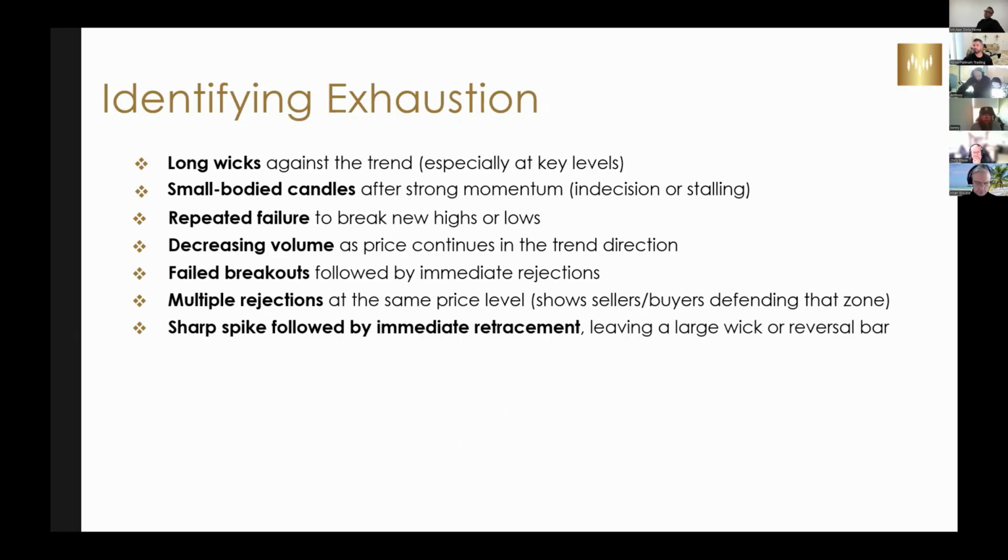Rather than sit back and ask the community, hey guys, this is happening here, what do you think? Stop and look at it. Okay, do I have long wicks up against the level of rejection, support or resistance? Are the bodies of the candles looking smaller? Are we failing to break those higher lows or higher highs? Decreasing volume, failed breakouts. Am I seeing false breaks of that area and price dropping back in? Multiple rejections of that area.